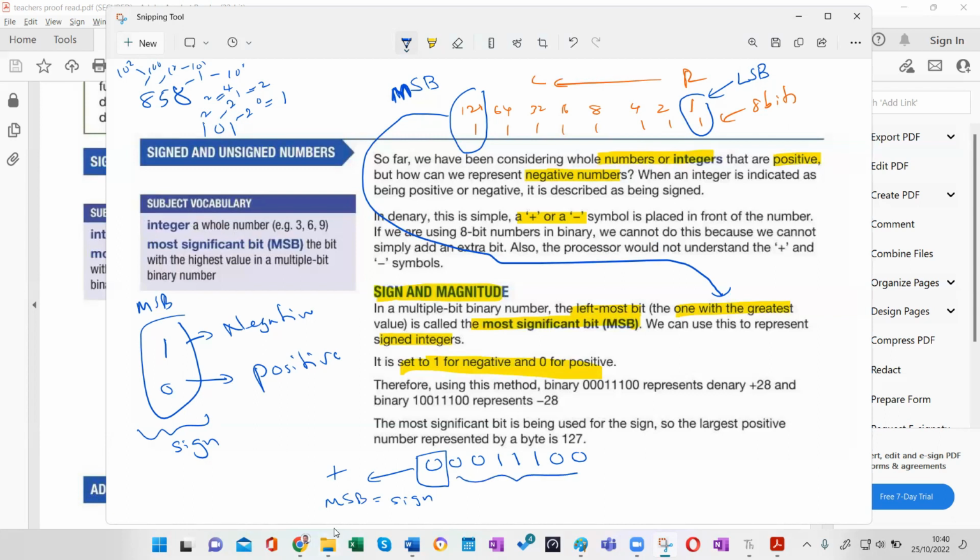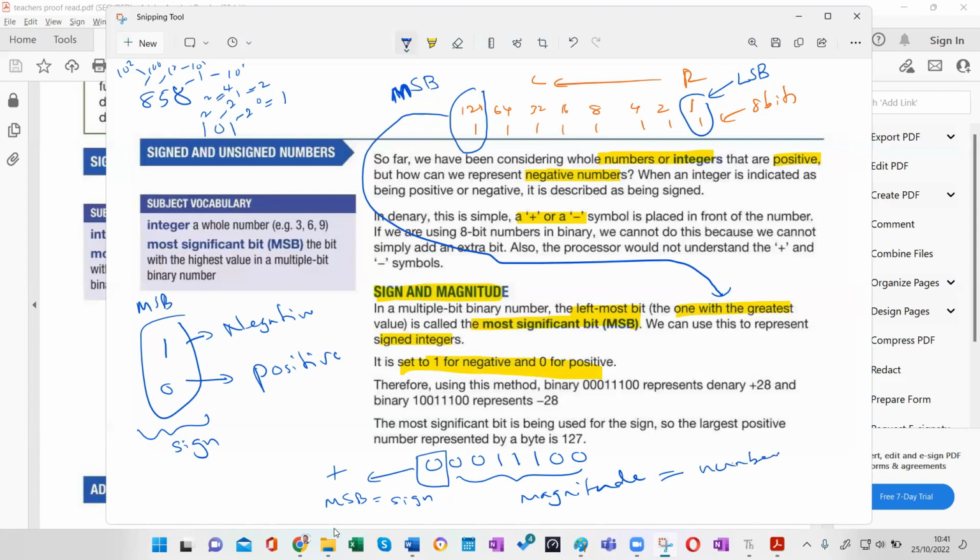Then what do you call the rest of the bits? The rest of the bits are called magnitude. I think that now it's clear, right? Tanuti, is it clear now? Yes, sir. So we have the sign and magnitude method. It's only the magnitude that will represent the number.